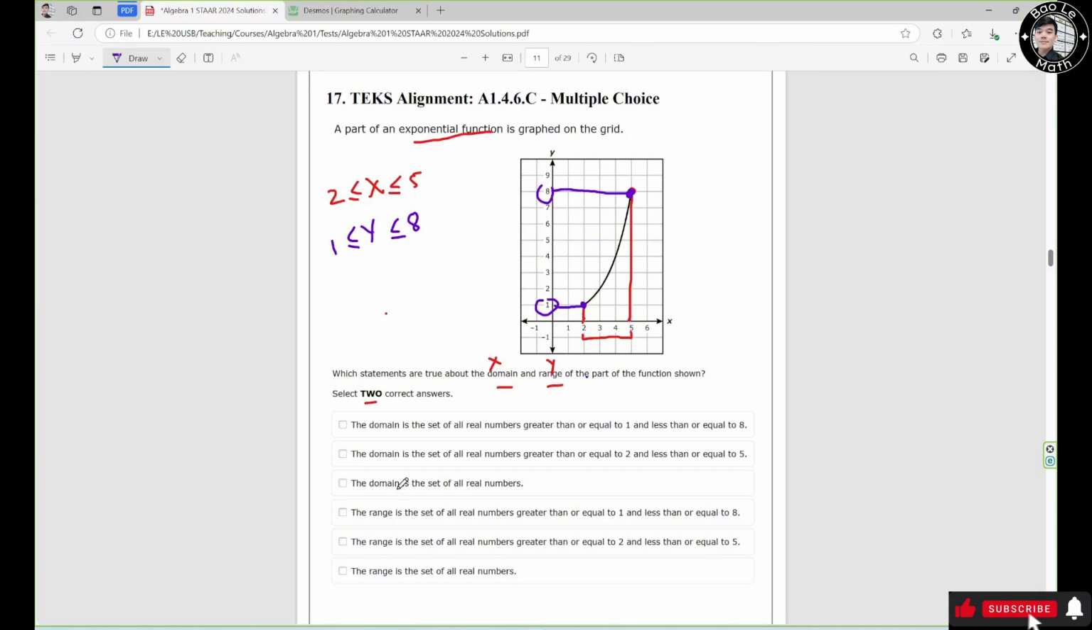Alright, so we look at this one, the answer is B right here. The domain is a set of all real numbers greater than or equal to 2 and less than or equal to 5, which is this one. And we look at this one right here, the answer is right here too. The range is the set of all real numbers greater than or equal to 1 and less than or equal to 8. So these are 2 right answers.